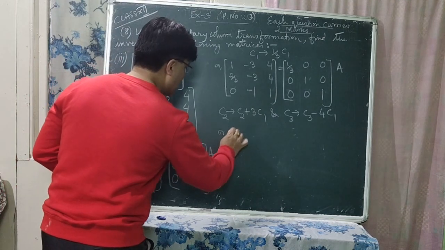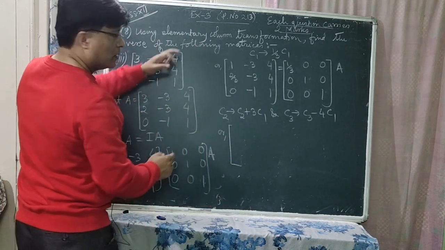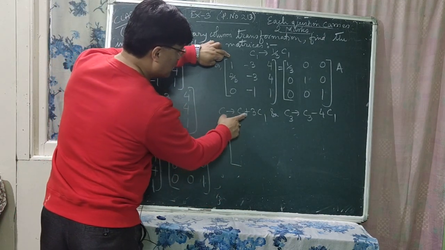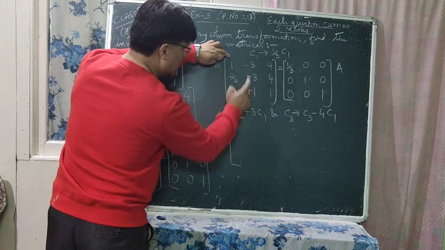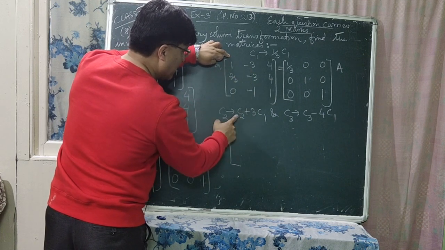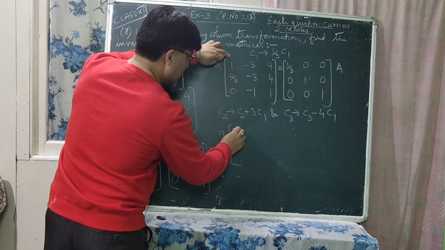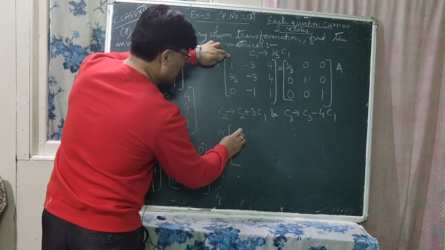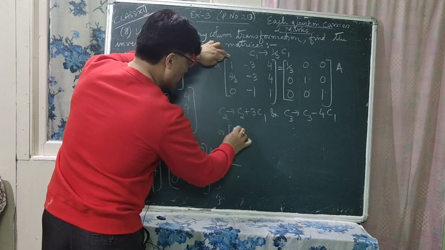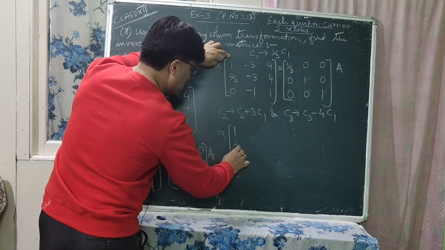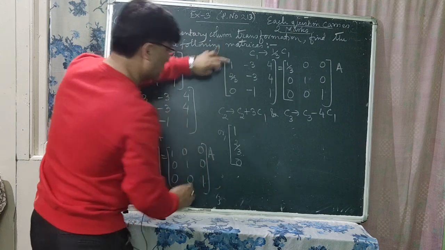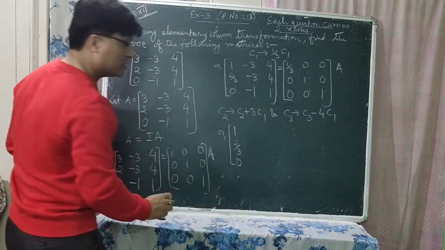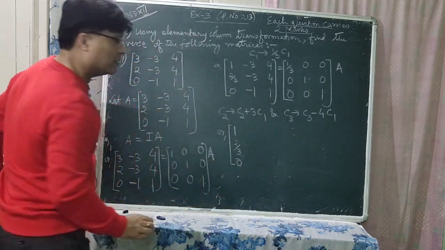Now how does C2 change? C2 plus 3C1, C2 is minus 3 and C1 is 1. Minus 3 plus 3 into 1, that is minus 3 plus 3, that is 0. Oh sorry, not column 2. This is your column 1. Column 1 remains same, 1, 2 by 3 and this is 0. Sorry, this one is column 1. Column 1 is not changing here. Only column 2 is changing here.